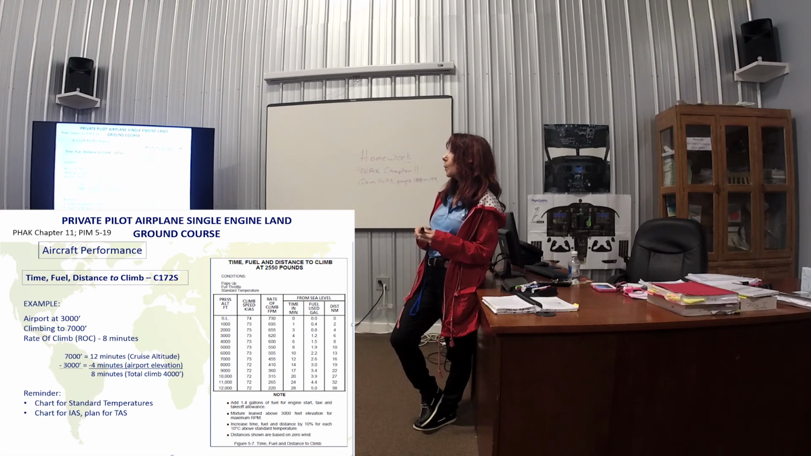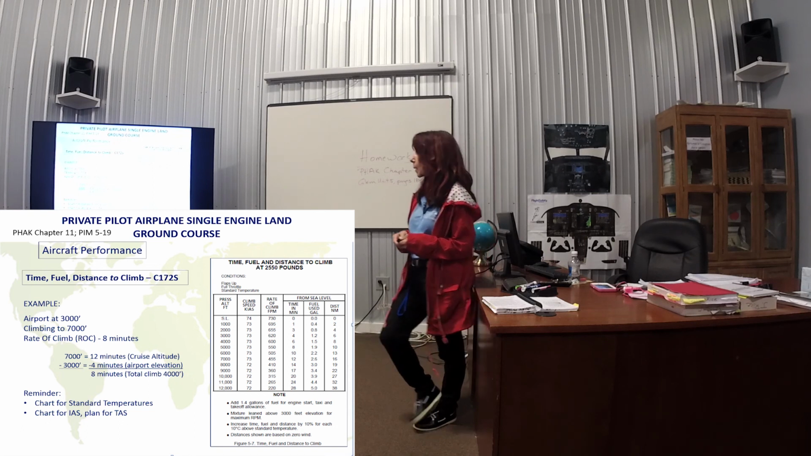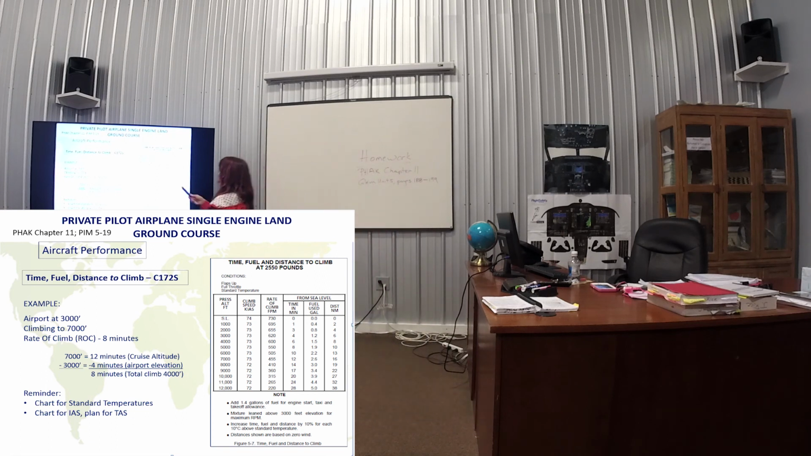So now we have an airport at 3,000 feet. We're climbing to 7,000. The question is how long is it going to take us? So we're taking off at 3,000 feet, 4 minutes; climbing to 7,000, 12 minutes. So it's going to take us a total of 8 minutes. If the question is distance, which is one of my favorites, at 3,000 we have 6 nautical miles, at 7,000 16 nautical miles, so 10 nautical miles. Really a great chart.